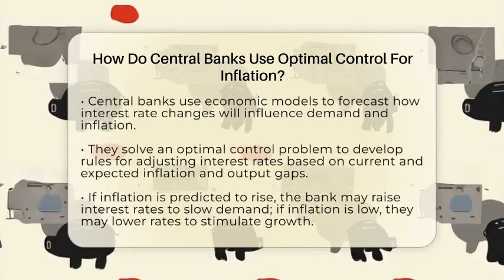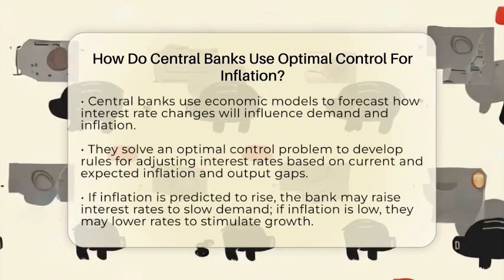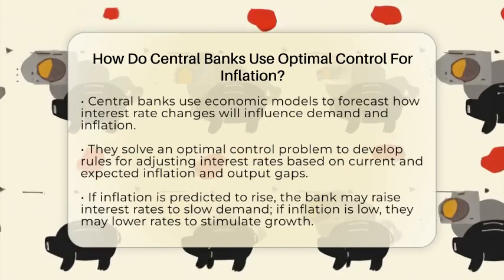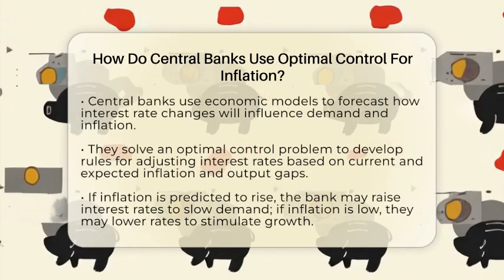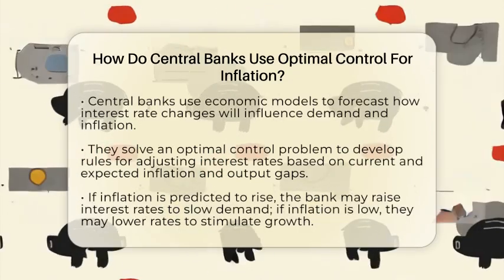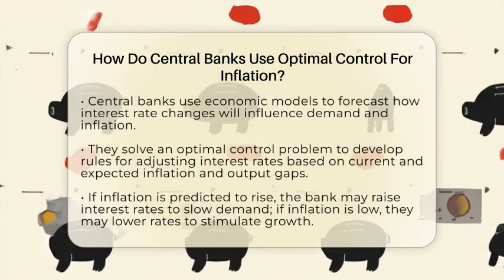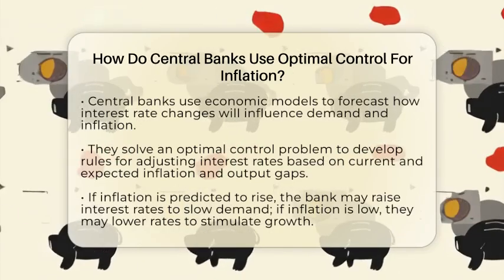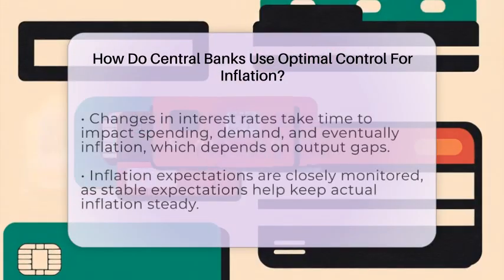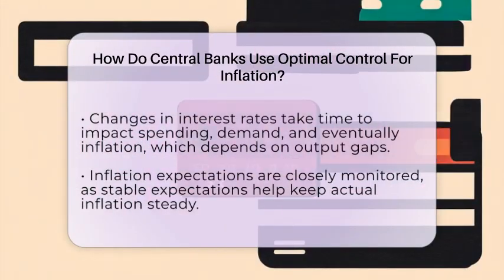For example, if inflation is predicted to rise above the target, the bank might raise interest rates to slow demand and prevent inflation from spiraling out of control. Conversely, if inflation is below the target or the economy is weak, lowering interest rates can stimulate demand and boost growth. The transmission of these policies takes time.